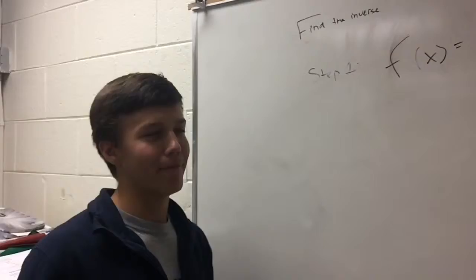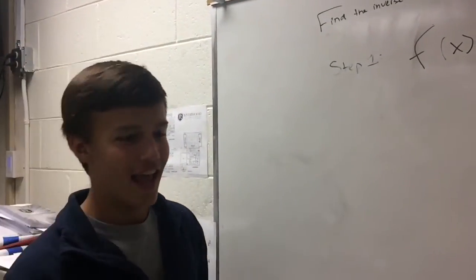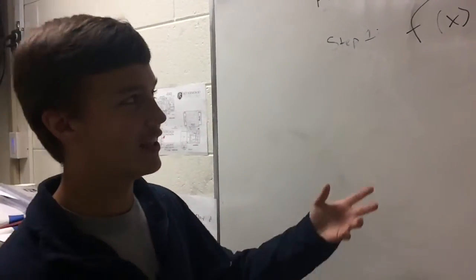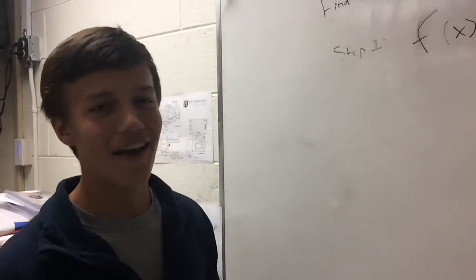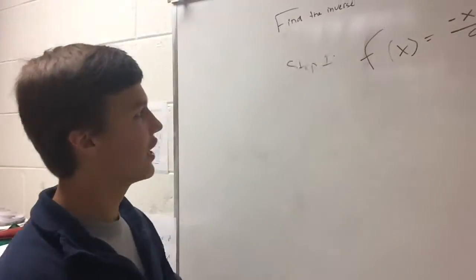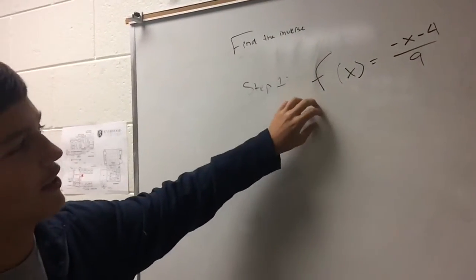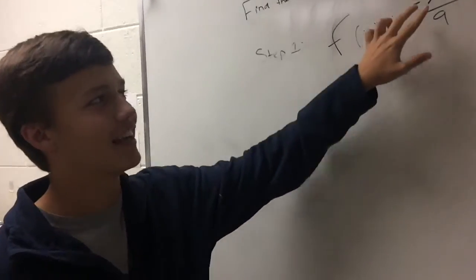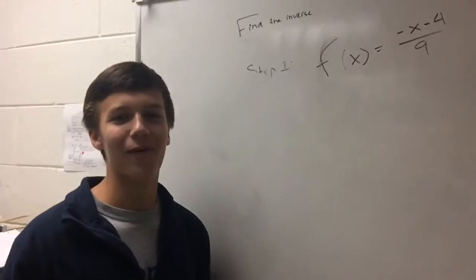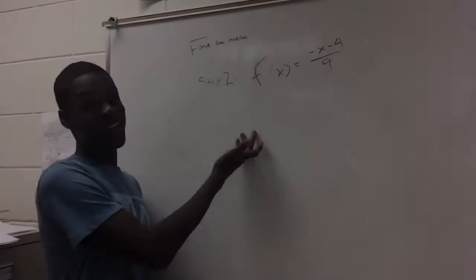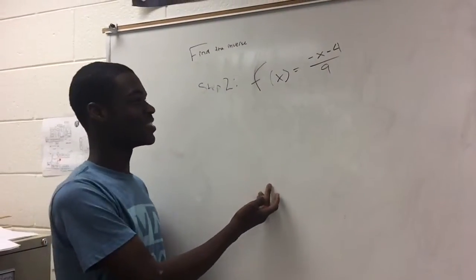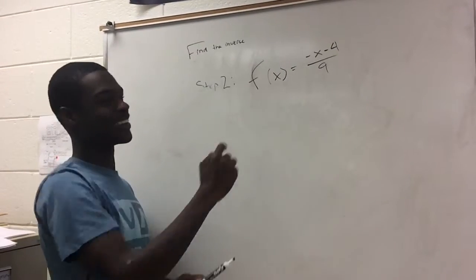Here we are with our finding the inverse equation, and this is number 6 on level 1 of our most recent homework. Step 1 is to write out the equation. The equation is f of x equals negative x minus 4 over 9. For step number 2, all you have to do is change f of x to y.